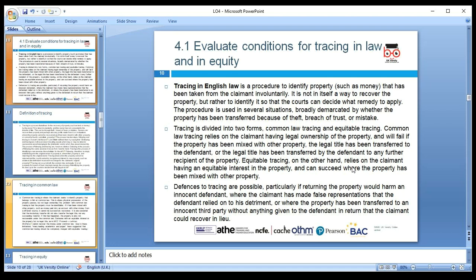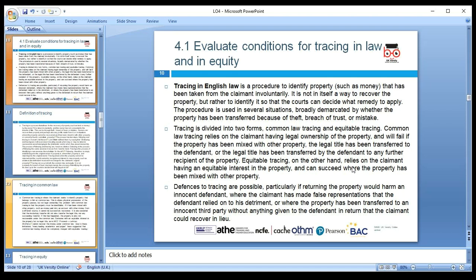It is not a way to recover the property, but rather to identify it so the court can decide which remedies to apply. The procedure is used in several situations, broadly demarcated by whether the property has been transferred because of theft, breach of trust, or mistake. So tracing is divided into two forms, common law tracing and equitable tracing.